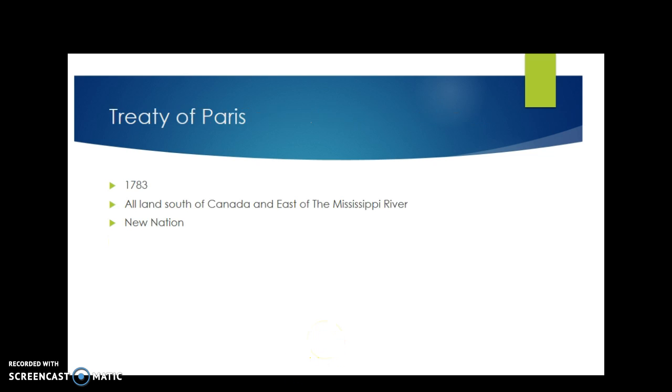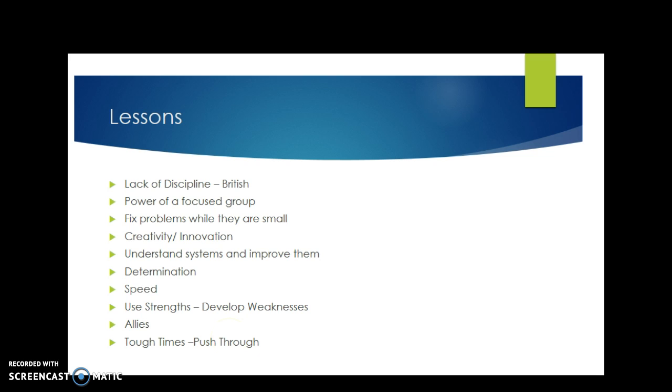The Treaty of Paris ended the war in 1783. It gives us all the land south of Canada and all the land east of the Mississippi River and creates a new nation. What can we learn and apply in our own life from this war?